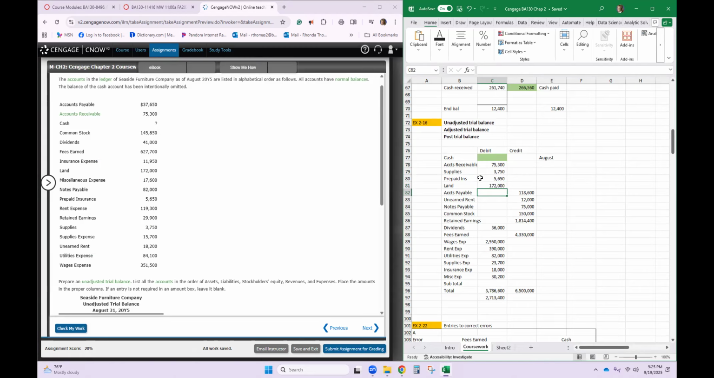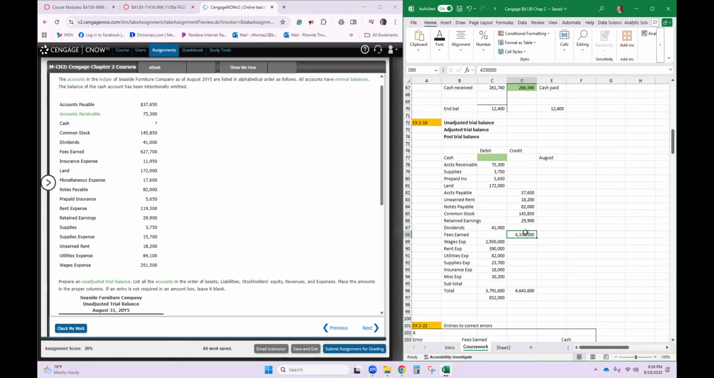Okay, when we get to accounts payable, we need to make sure we put it on the credit side. Unearned rent, notes payable, common stock, retained earnings. Got to go back across for dividends. Yep, dividends have a debit normal balance.